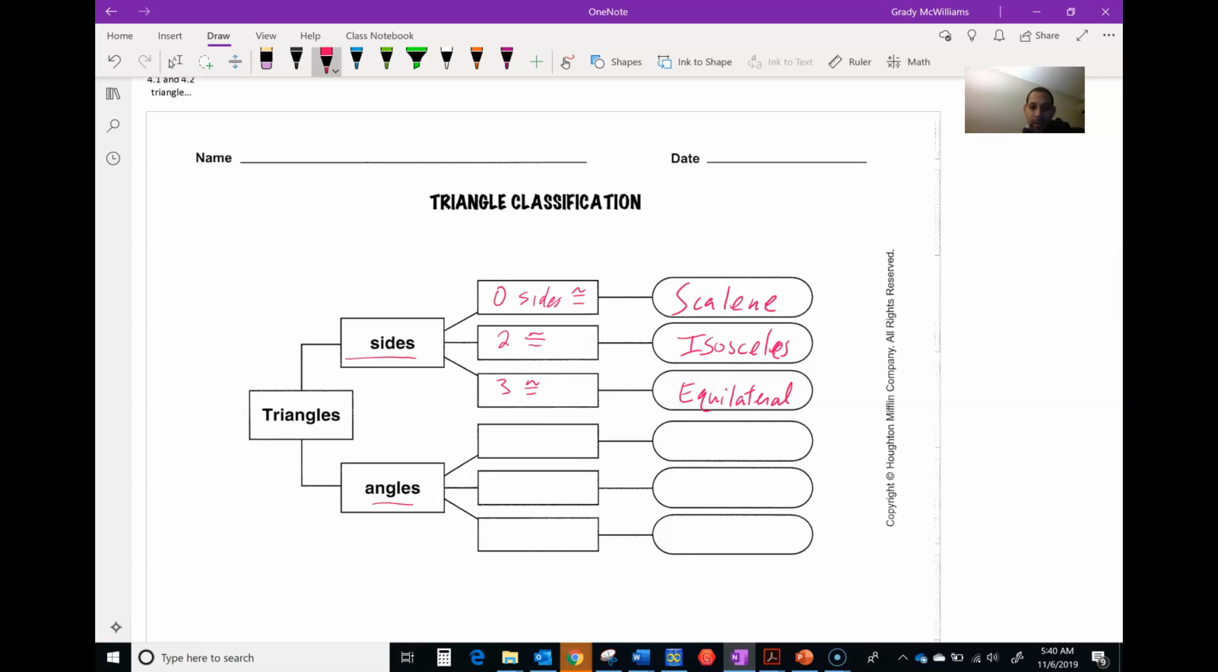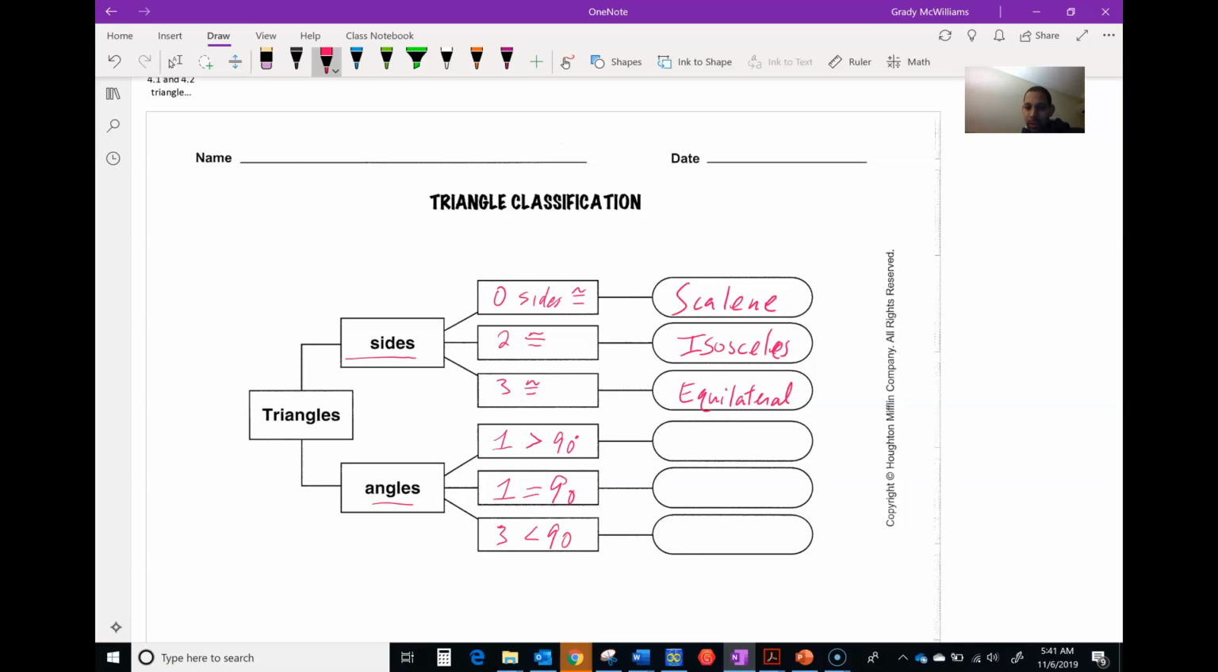And then we could also classify it by angle. This has to do with the size of the angle. So if you have one angle that's greater than 90 degrees, or you have one angle that equals 90 degrees, or if you have 3 angles that are acute, or less than 90 degrees.